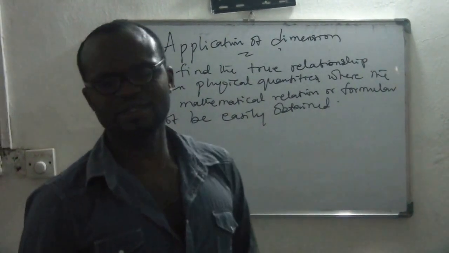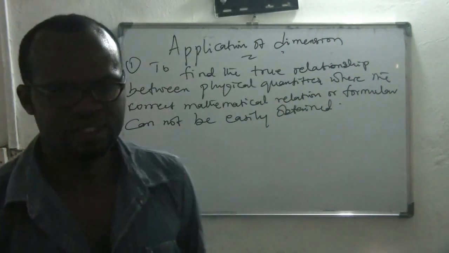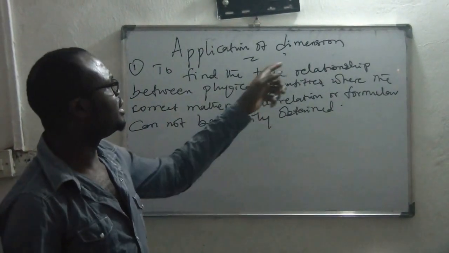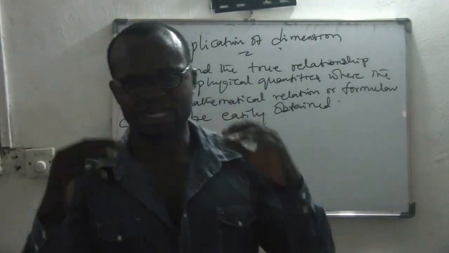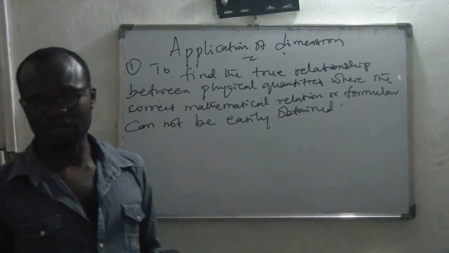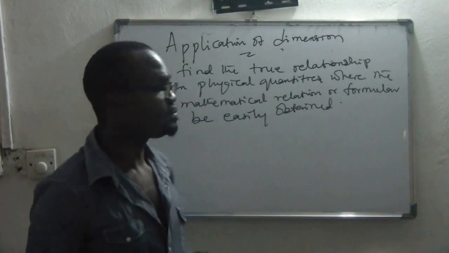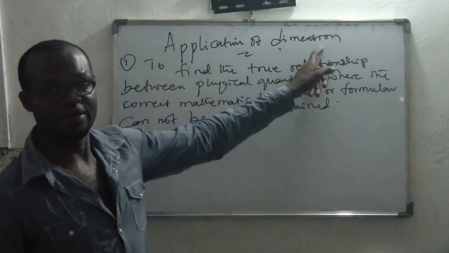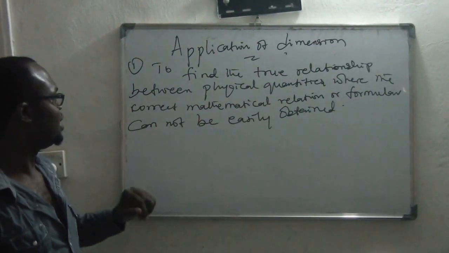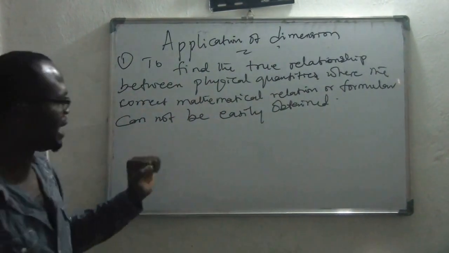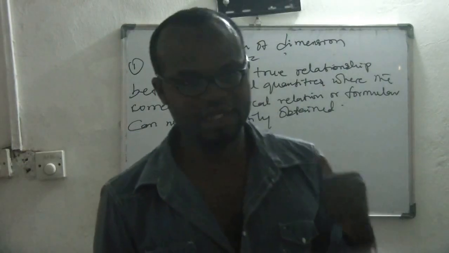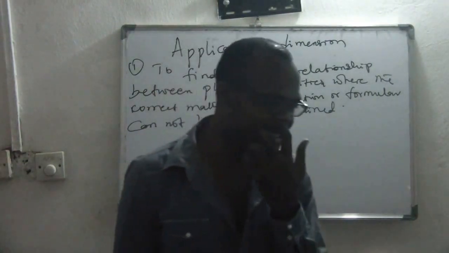When there is a statement in physics and we don't actually know how to write the formula, you understand? We can use the knowledge of dimension to break down the statements into mathematical relations. We are going to do some examples. So one of the major applications of dimension is to find the true relationship between physical quantities where the correct mathematical relation or formula cannot be easily obtained. So if you cannot use mathematics to find the formula, you can use the knowledge of dimension to break it down. Is that clear?